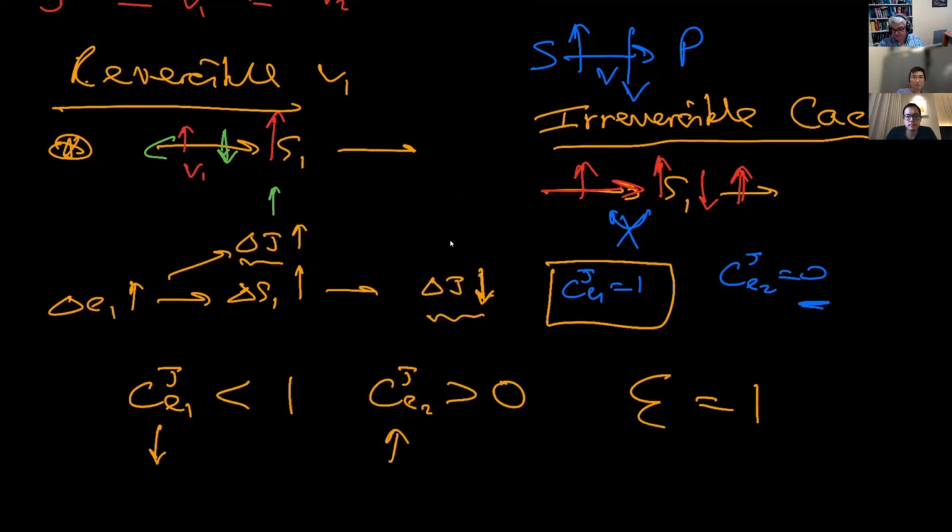Oh, it happens in the irreversible case as well. Look, 1 plus 0 is 1. Yeah, but when the control coefficient of J with respect to E1 is less than 1, is it when it has a branch or something? No, it's this case, yeah.